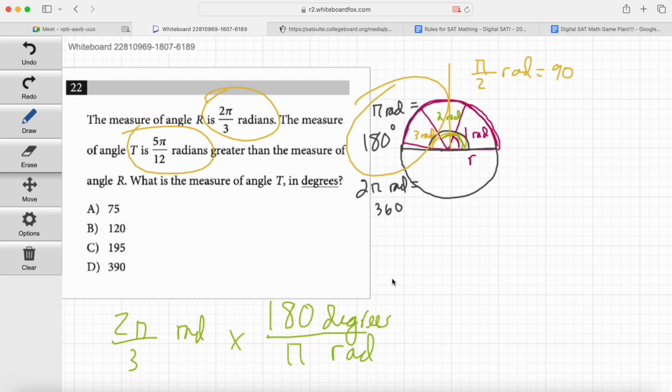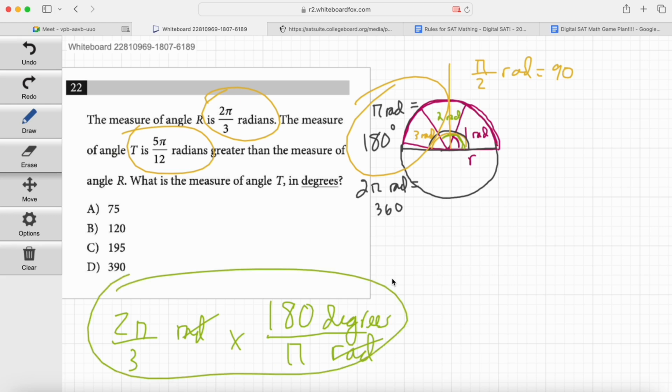Does that make sense? You could also do 360 degrees divided by 2 pi radians. That would work as well. That's fine. But I think the easiest way is 180 degrees divided by pi radians. Does that make sense? Yes. Ruby, Emma, does this make sense why this is going to cancel out the radians and leave us with degrees? Yes.